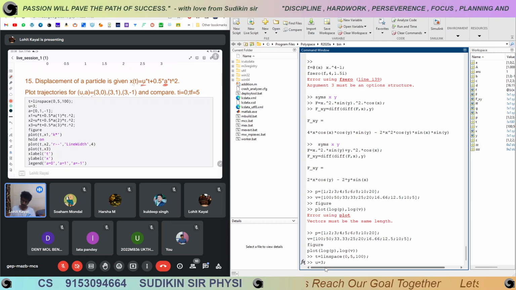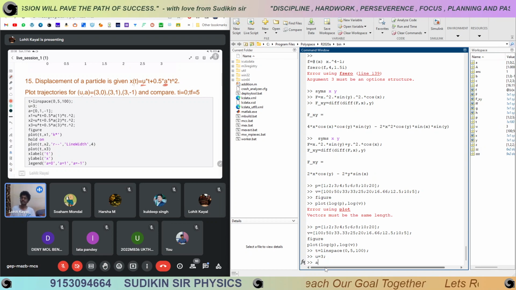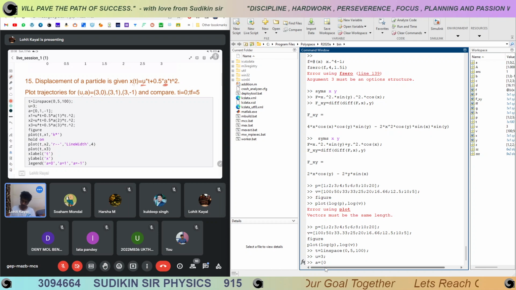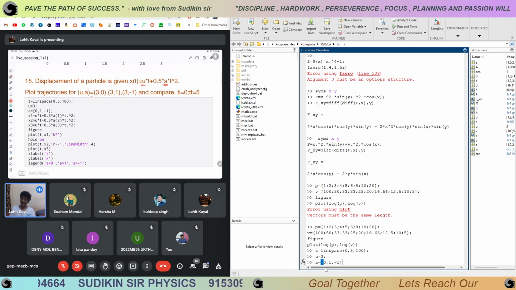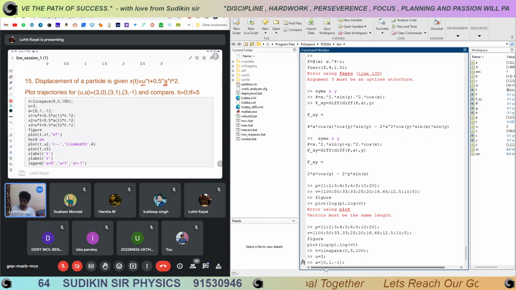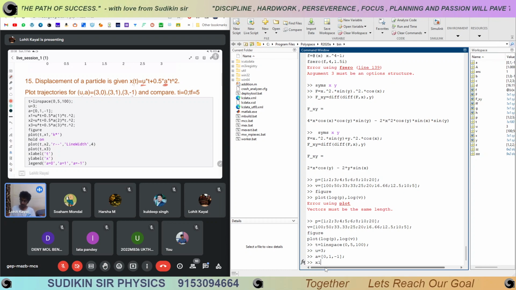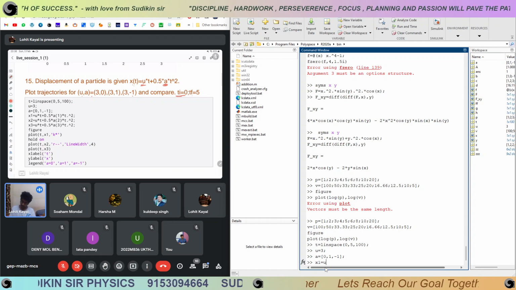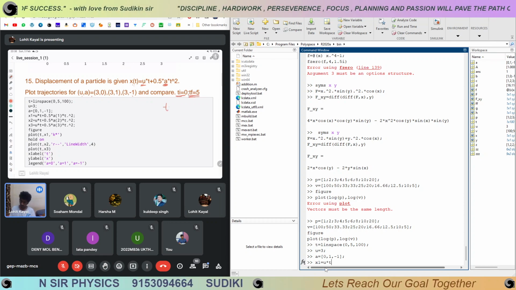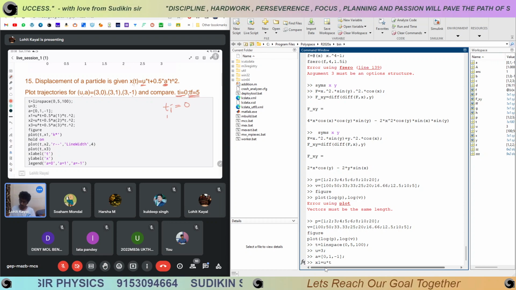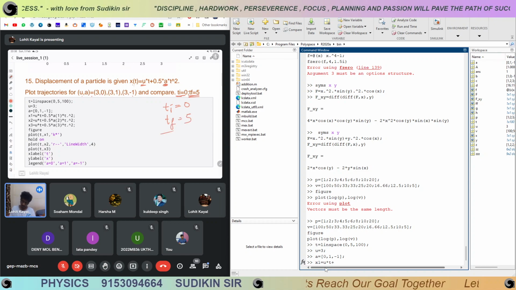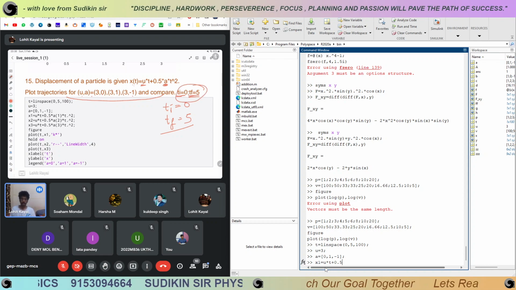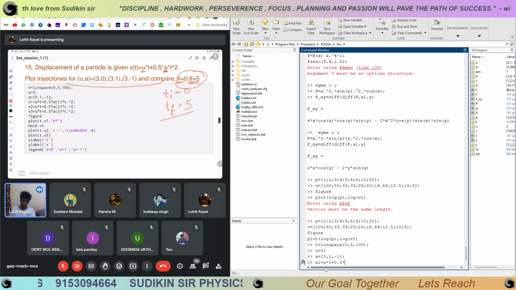In the first case, u is 3, a is 0. That means this is uniform velocity. 3, 1 means the initial velocity is 3 and it is accelerating, this is +1. And this one, 3, -1, means it is decelerating. Compare with ti equal to 0, tf equal to 5. That means my initial time is 0 and the final time is 5. So I have to compare these three conditions for this given time. Okay, and we can do this very easily.